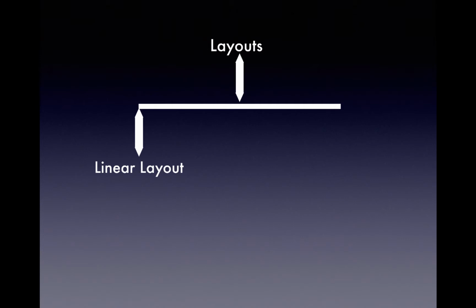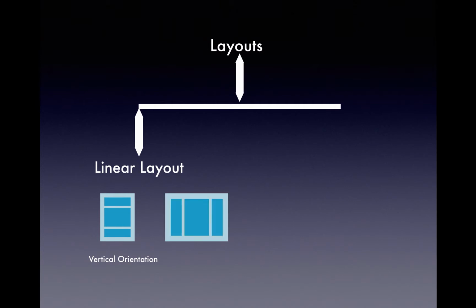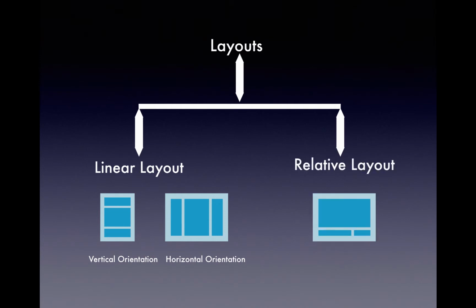Linear layout is divided into two subcategories: vertical orientation, in which all the elements used such as buttons, text boxes, etc. are placed vertically in a single column. The next subcategory is horizontal orientation, in which all elements are placed horizontally in a single row. Let us see the second type of the layout, which is relative layout. A relative layout is a view group that displays its components in a relative position.